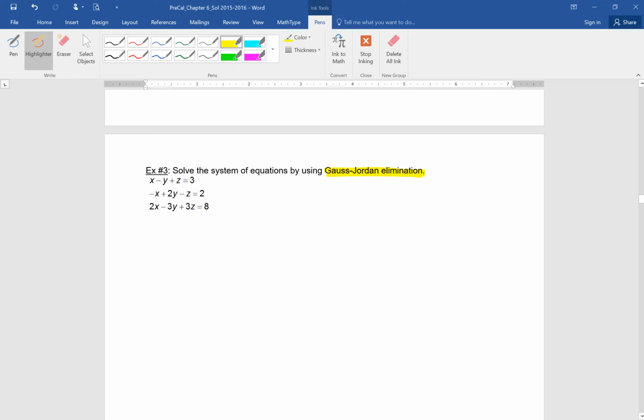This is done with matrices. Okay? All right, so let's write down the matrix. We have a fresh problem now. 1, negative 1, 1, 3, negative 1, 2, negative 1, 2, 2, negative 3, 3, and 8.